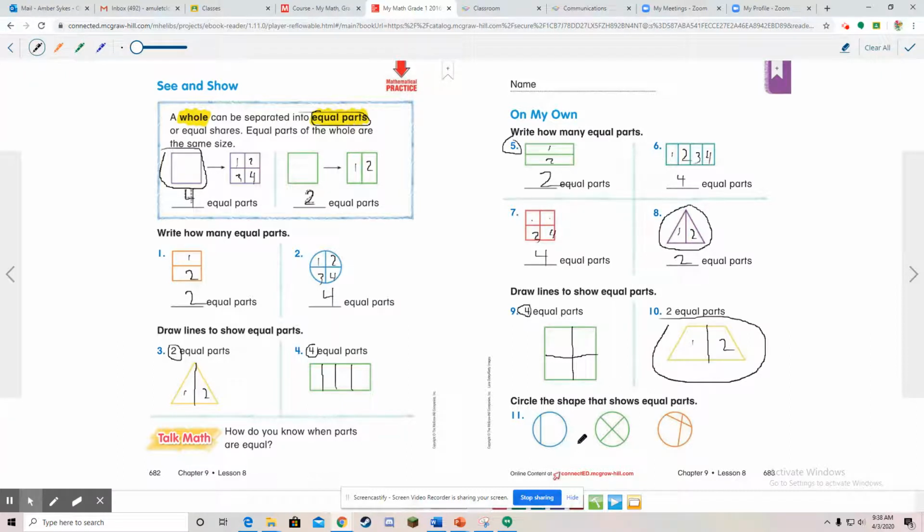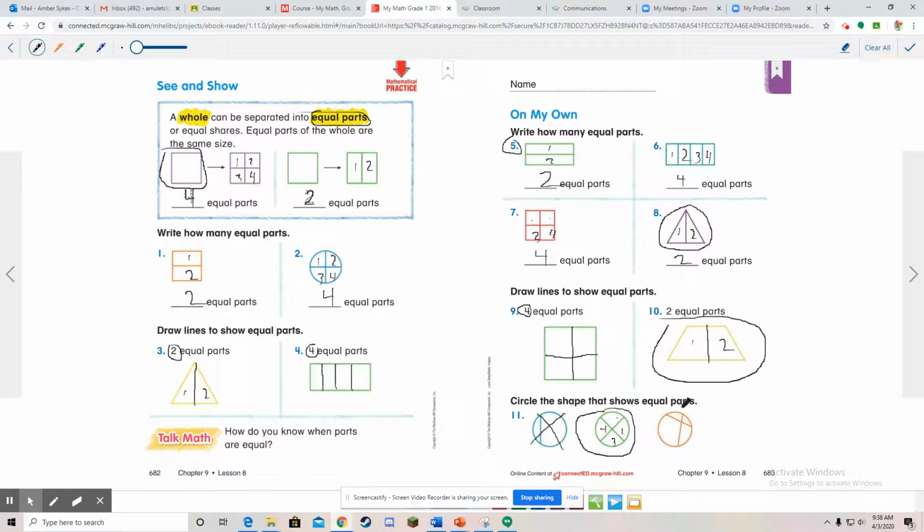Which shape is an equal part? Is this equal? If you and your friend were splitting this circle, pretend it's a cookie. Would it be equal if one person got this much and one person got this much? No, so this is not an equal part. Is this an equal part? Let's see. It's split into one, two, three, four parts, and they're all about the same size. So this is an equal part.